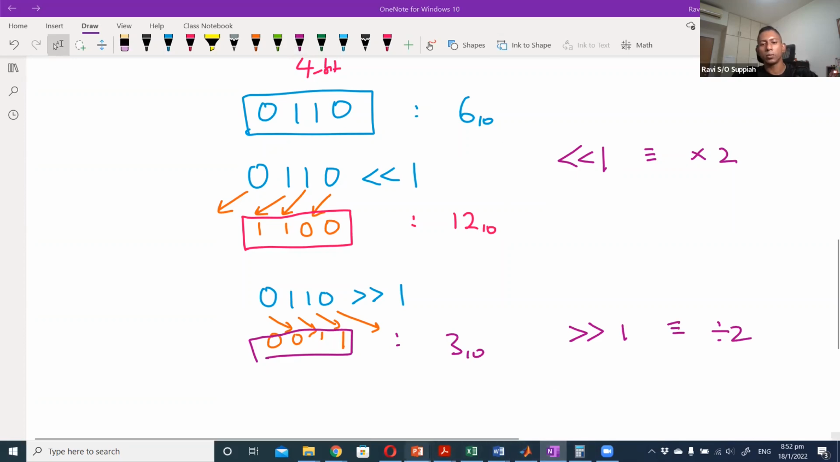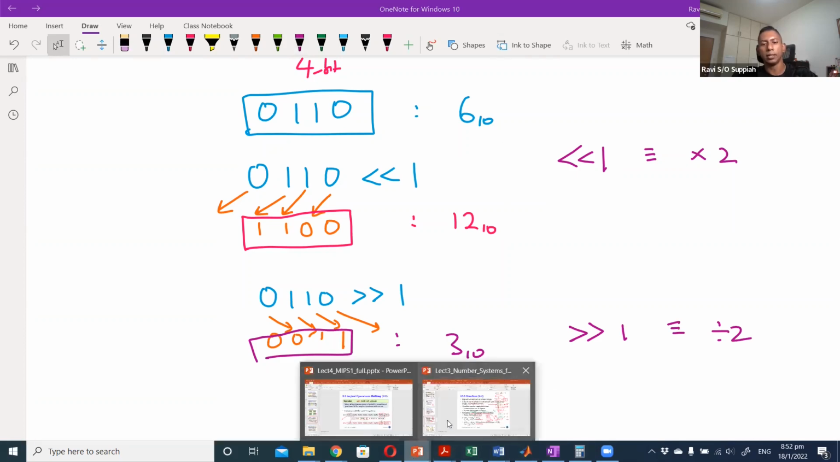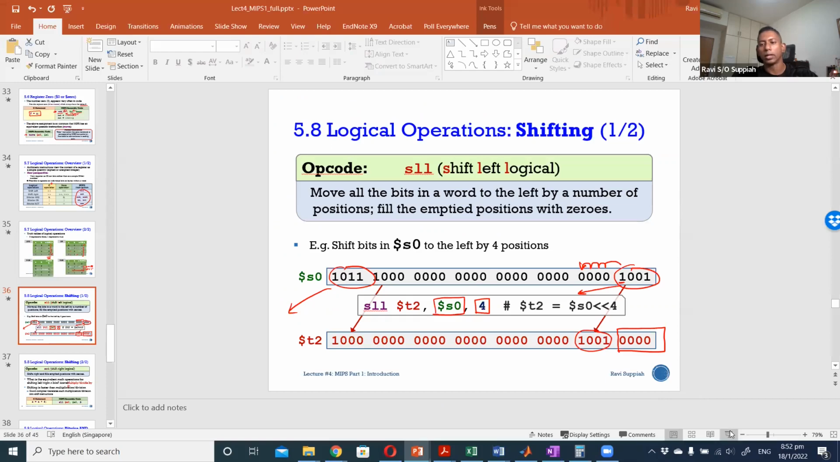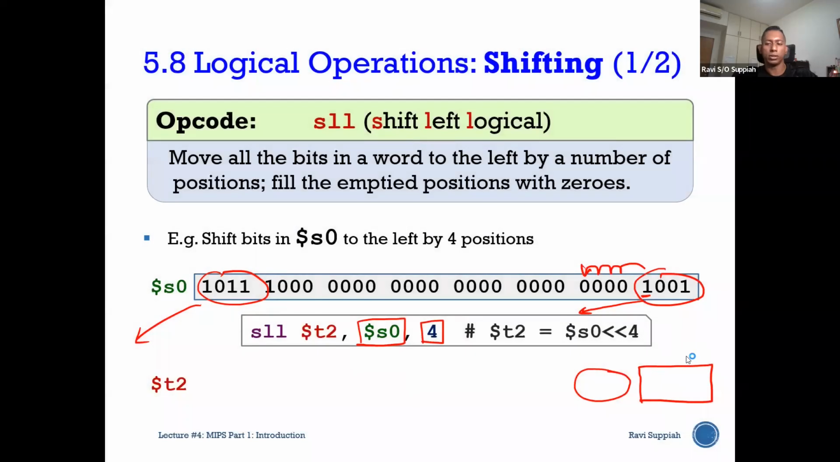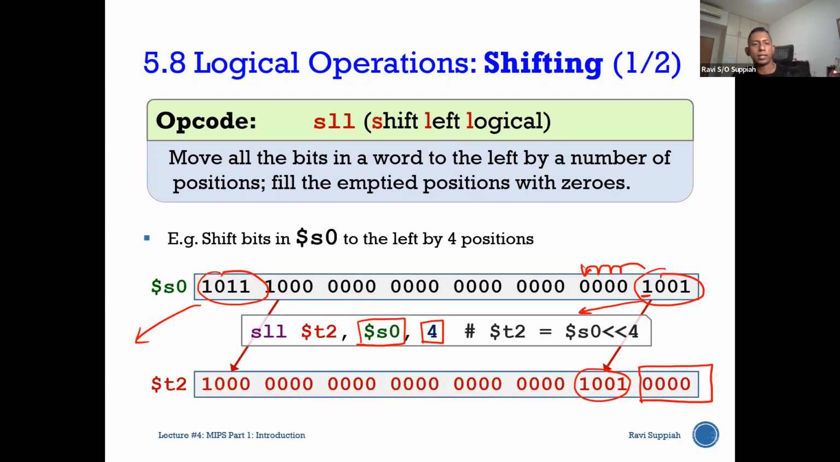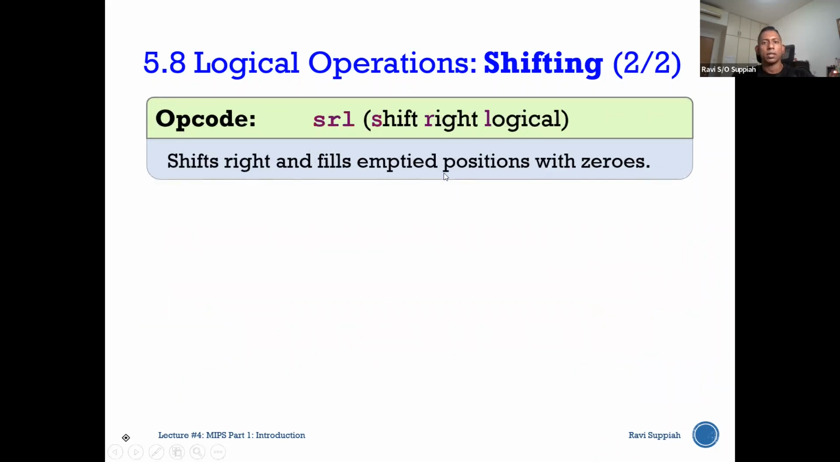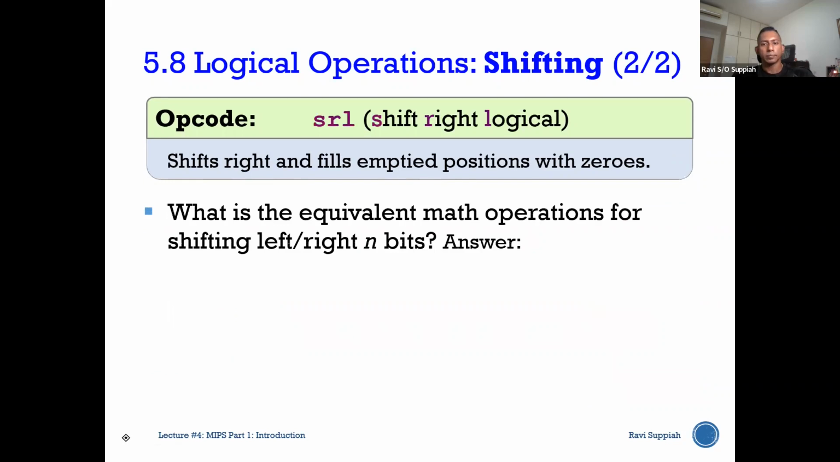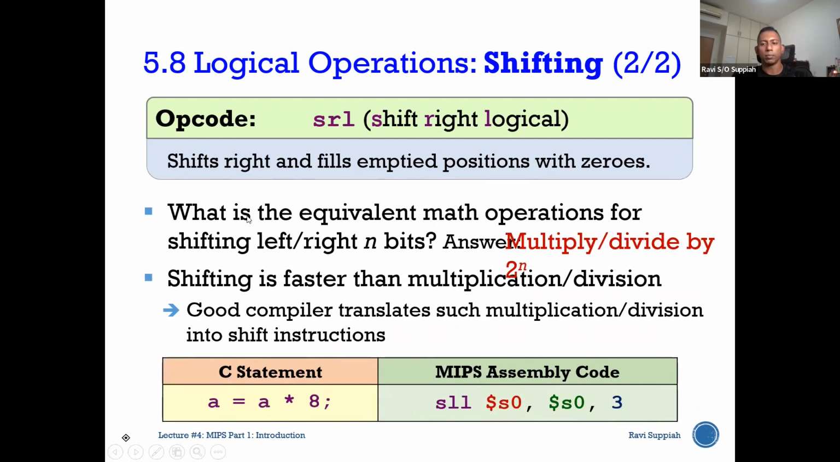That is where shifting is very, very helpful. Of course, this is not the only use case. We will look at other use cases later as well. But generally, shifting is a very efficient way of performing multiplication and division. So actually the answer is here: multiply and divide by 2 to the power n.